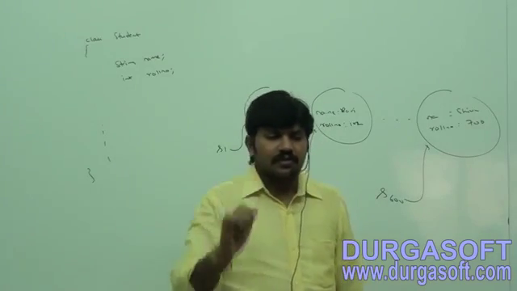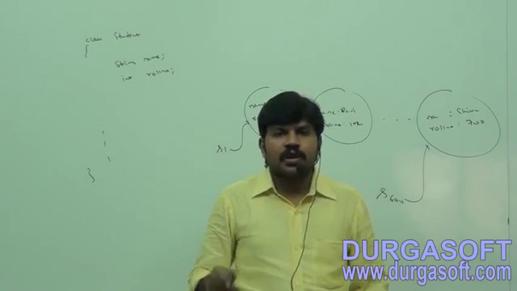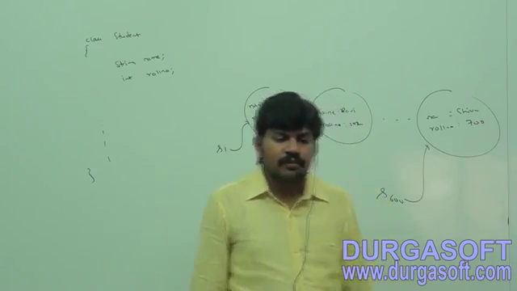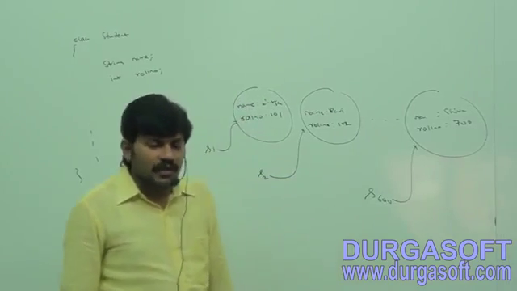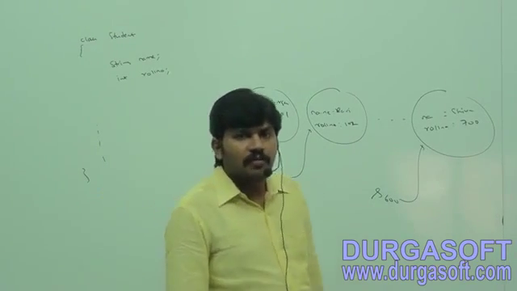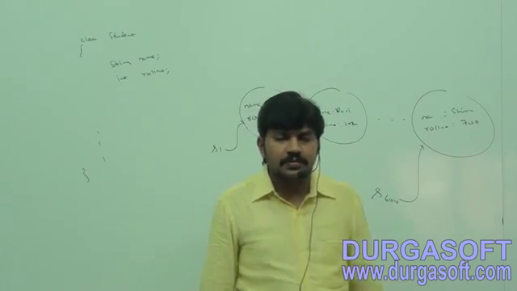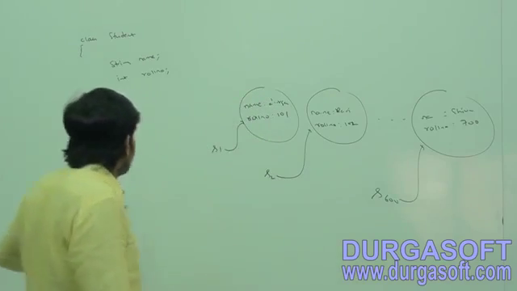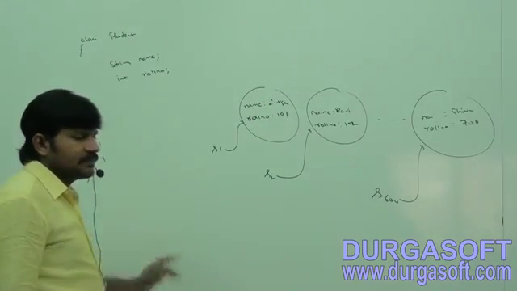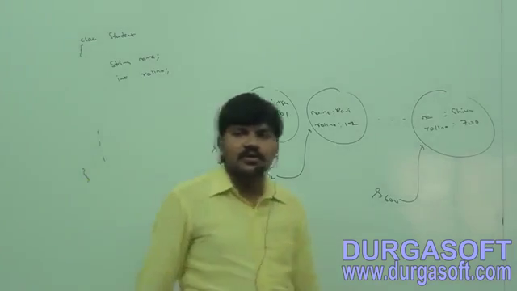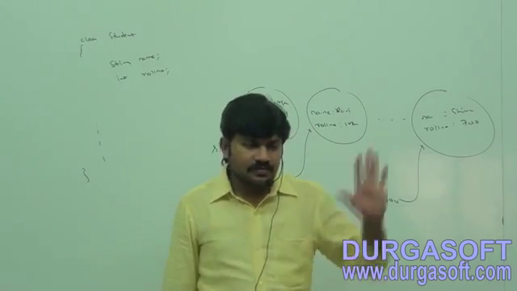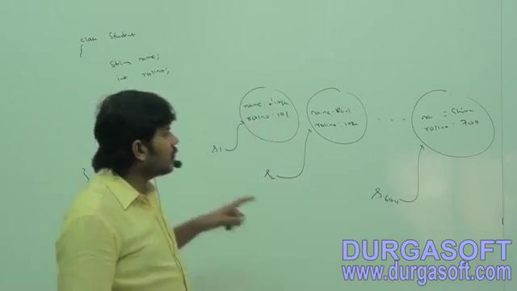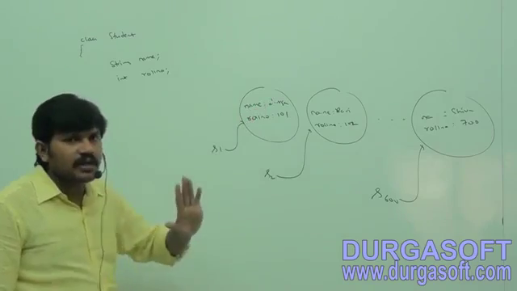Now the second point: for every object, a separate copy of instance variables will be created. Are you able to understand? Sir, for every object, a separate copy of an instance variable will be created, right?